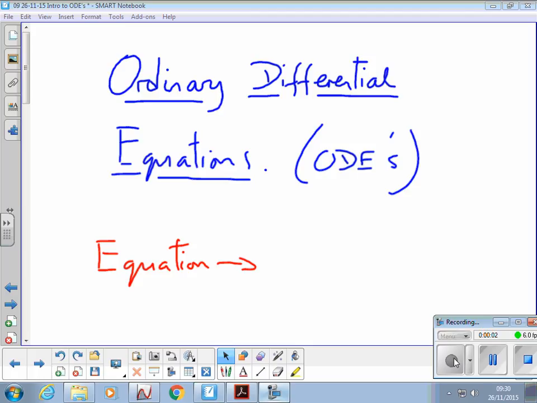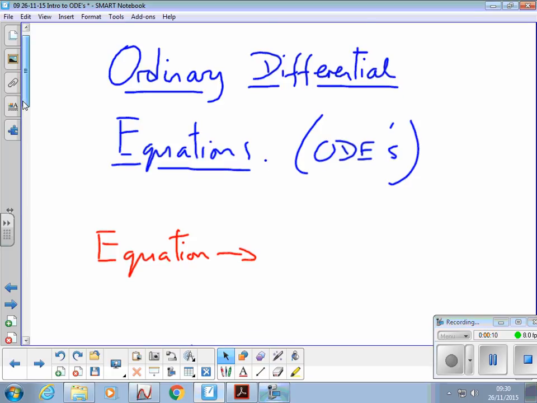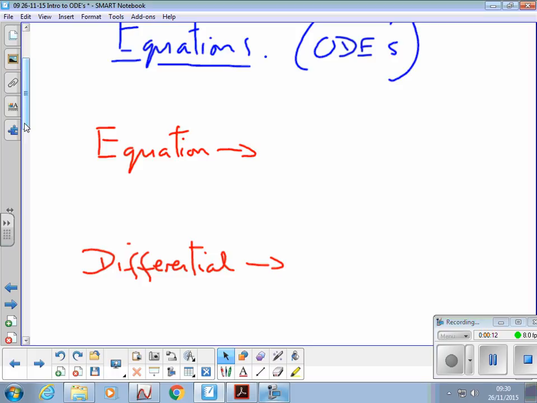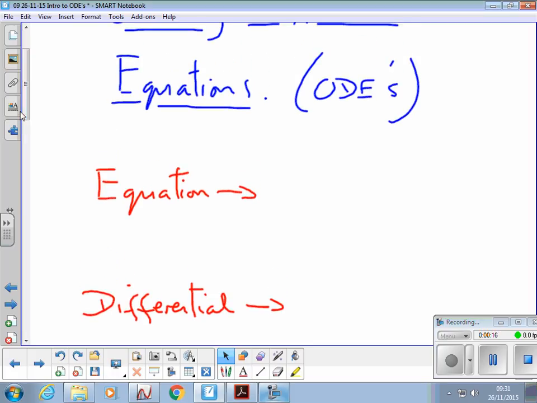So we're going to look at ordinary differential equations, or ODEs for short. First of all, I know it's an ordinary differential equation if it's an equation, it's got an equals sign. So if the thing I'm looking at has got an equals sign in it, then it's an equation. Something equals something.